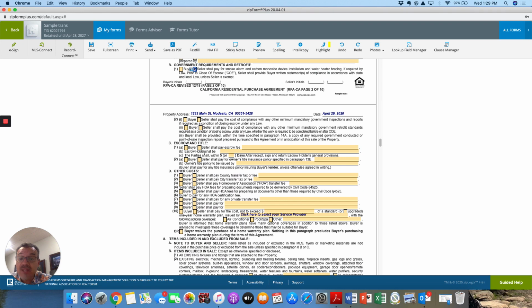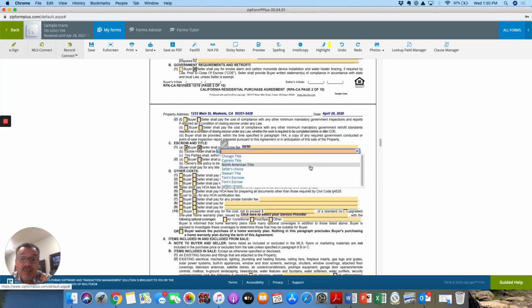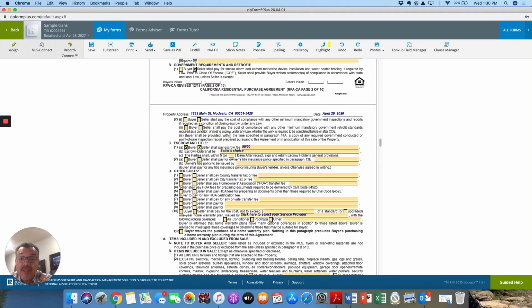Here we're talking about escrow and title. Typically, no matter where you go in the county or in areas nearby here, that escrow fee is split 50-50 between buyer and seller. And the escrow holder, I typically like to put seller's choice, let the seller pay or choose, for the escrow holder that they want.